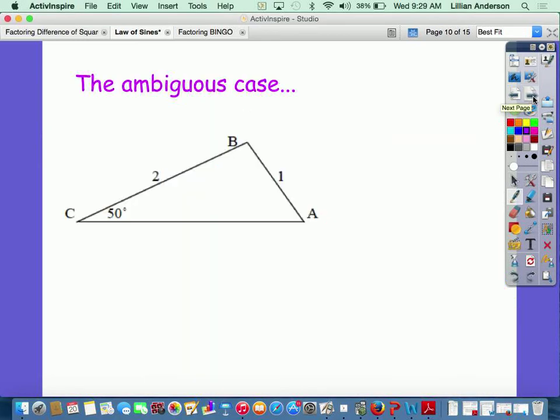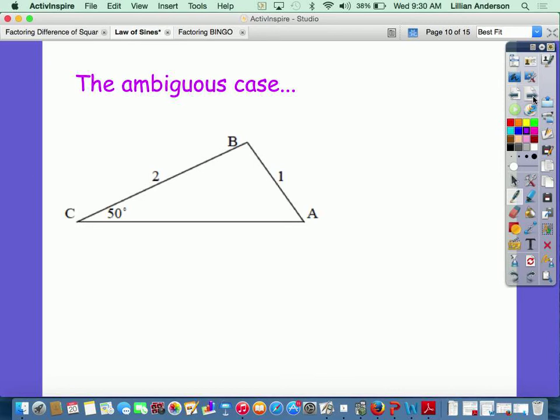When you have side-side angle, there is a possibility that you could have one triangle that fits these descriptions, say a side of one, a side of two, an angle of 50 degrees. You could also have no triangle that exists, or you could have two triangles that exist. So whenever you have side-side angle, you should always check for the ambiguous case.